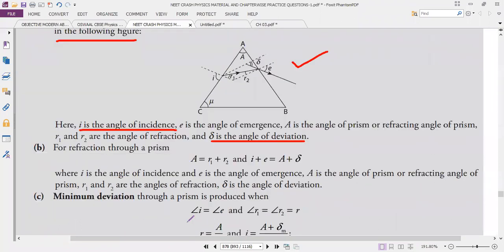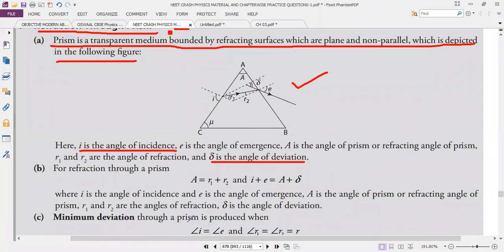Okay, completed. Now listen. The refraction through a prism. The values: A means the angle of the prism. It is equal to R1 plus R2, the angles of refraction. Kindly zoom in yourself: in this angle R1 and in this angle R2. So A equals R1 plus R2.